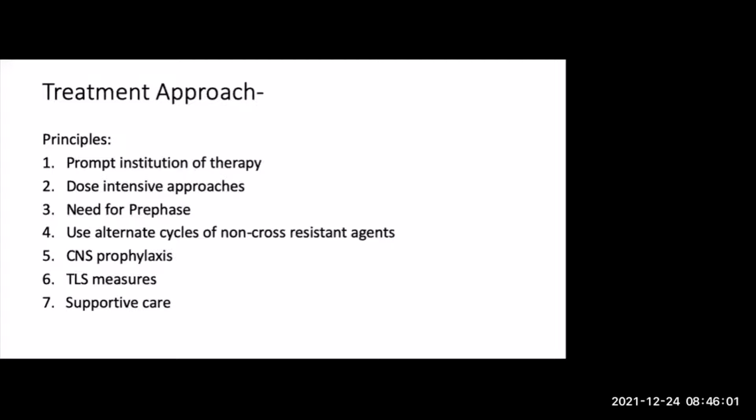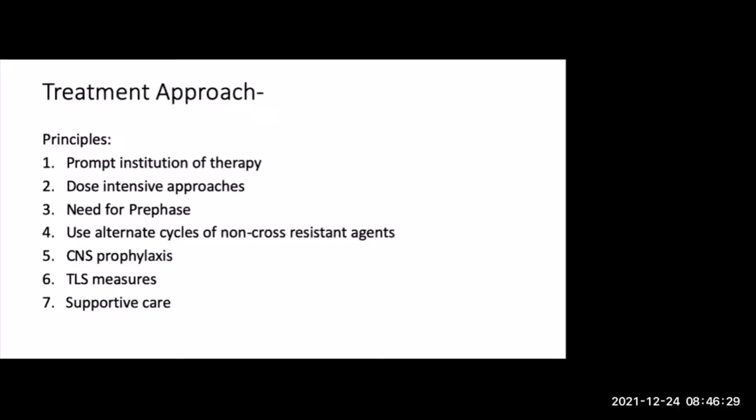further few slides. And since we know that CNS involvement is seen in Burkitt's lymphoma, or these patients can have a CNS relapse, CNS prophylaxis is important. TLS is very important. As soon as the prephase is given, the patient can have moderate to severe TLS, and here stringent TLS monitoring and measures are very important.